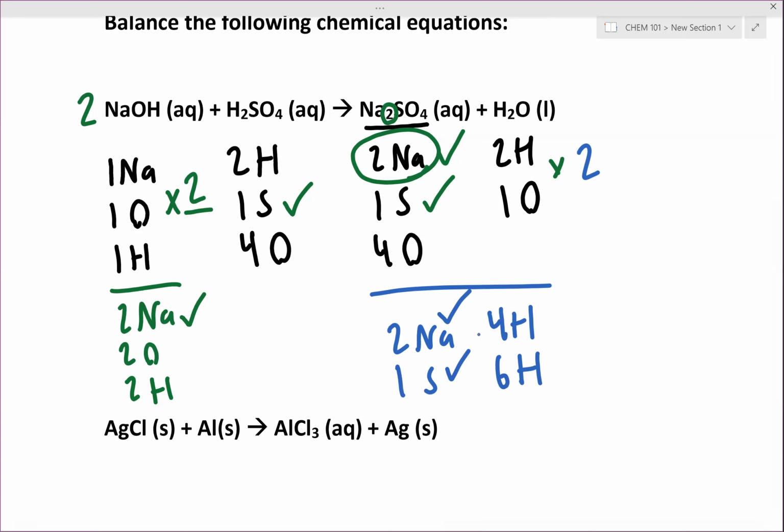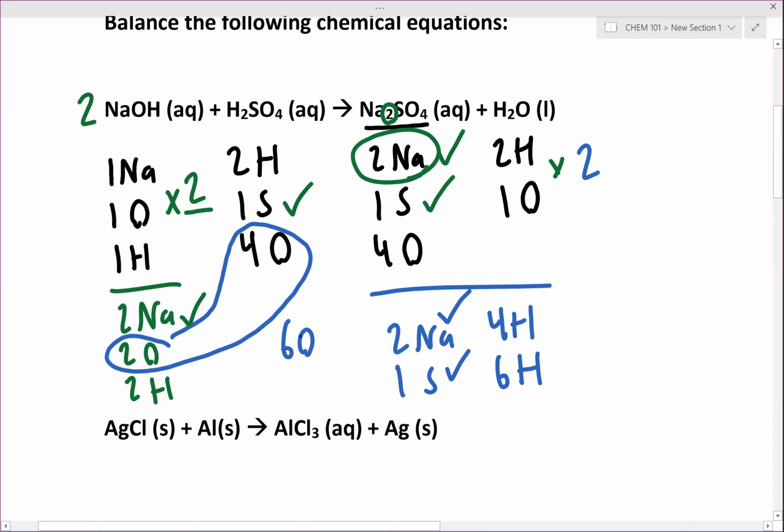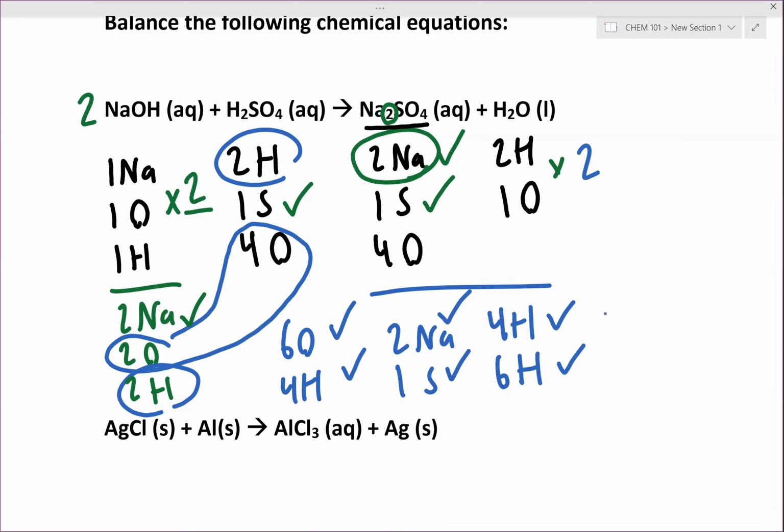Do we now have 6 oxygens on each side? Let's count. So we have 2 plus 4, which gives us 6 oxygens. Okay, and in terms of hydrogen, we have 2 plus 2, which gives us 4 hydrogens. So are hydrogen and oxygen balanced in this case? Yes, so we can put a check mark. So we've balanced every single atom of each element. And the way that we do that is we successively adjust our coefficients, we update our count, we look for elements that are unbalanced, and we balance them piece by piece.